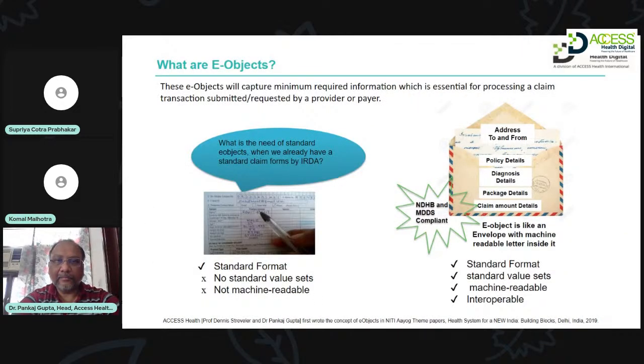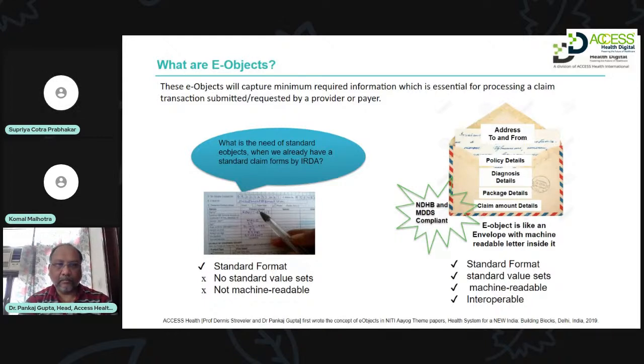Okay. So we've spoken a lot about e-objects and the concept of e-objects. So let's take a look at what the e-objects actually look like. By definition, an electronic claim object is electronic packets of data which capture the minimum amount of required information essential for processing a claim transaction submitted or requested by a payer or a provider.